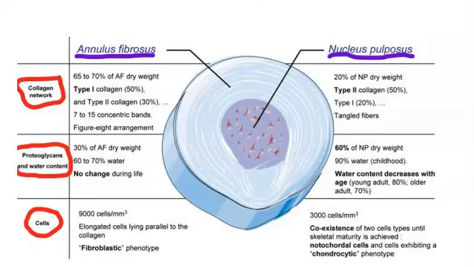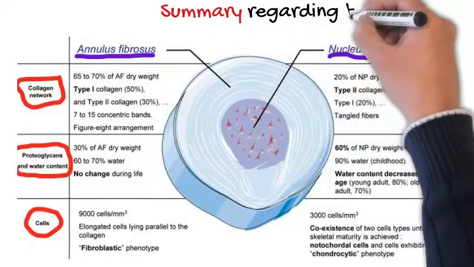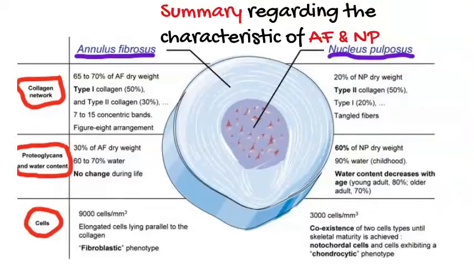For proteoglycans and water content, in the annulus fibrosus, 30% is dry weight. It contains around 60 to 70% water, and there is no change in the components throughout life. For the nucleus pulposus, 60% is dry weight. In childhood, 90% of the nucleus pulposus is water. As the patient gets older, the water content decreases with age.